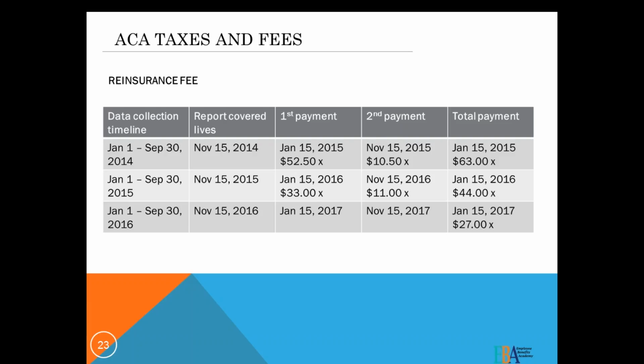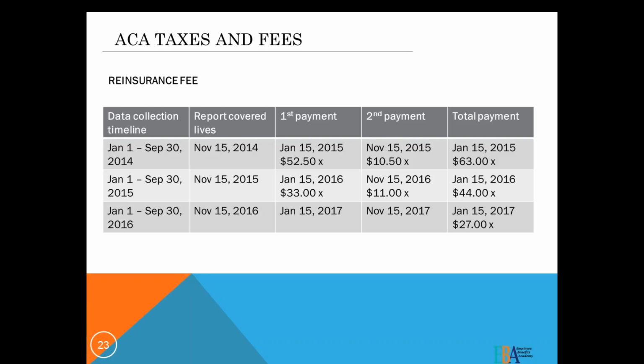So the plan year start date or end date really is irrelevant when we look at reinsurance fees. The government annualizes the fee based on the number of covered lives in the first 9 months of the calendar year. So your plan must report the number of covered lives for the first 9 months of the calendar year by November 15th of each year.